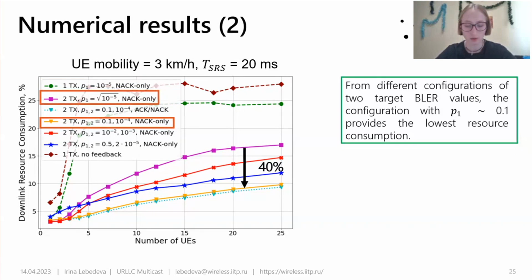Now let's compare cases with two transmission attempts and different target BLER for each transmission. From the different configurations of two target BLER values, the configuration with target BLER for the first transmission attempt equal to 0.1 provides the lowest resource consumption.